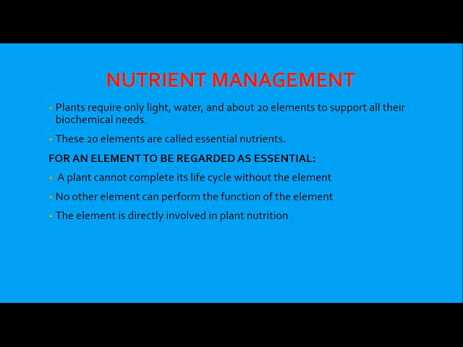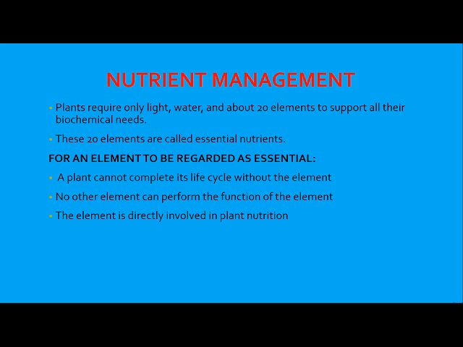Now, which elements can be called the essential elements for plants? A plant cannot complete its life cycle without the element. No other element can perform the function of that particular element, and the element is directly involved in the plant nutrition. Children, you can relate it with ourselves, like how our body needs certain vitamins and minerals very necessarily.